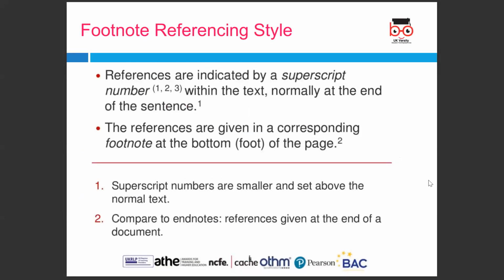Footnote referencing style. Footnotes are what they sound like, a note which appears at the foot of a page. In a footnote referencing system, you indicate a reference by putting a small number above the line of type directly following the source material. So references are indicated by a superscript number 1, 2, or 3 within the text, normally at the end of the sentence. The references are given back in a corresponding footnote at the bottom, the foot of the page, like a small number 2. Superscript numbers are smaller and set above the normal text. Compare this to endnotes, which are references given at the end of the document.